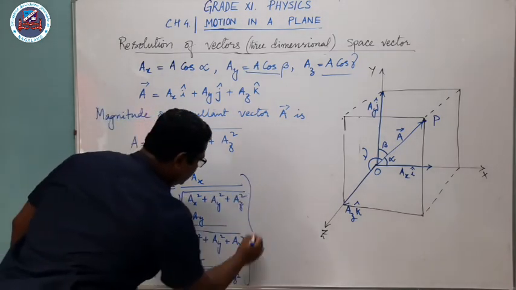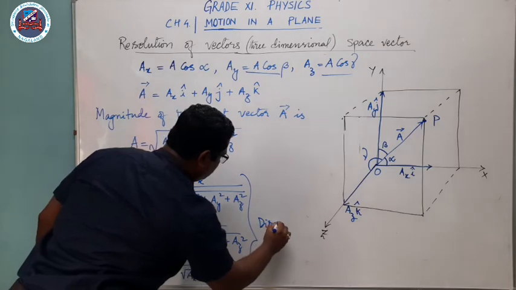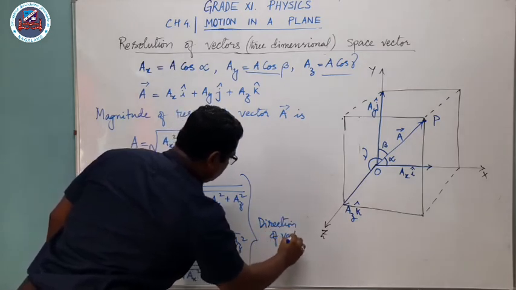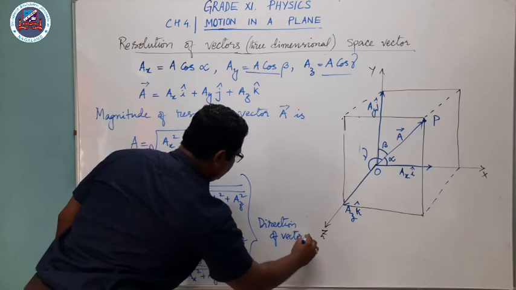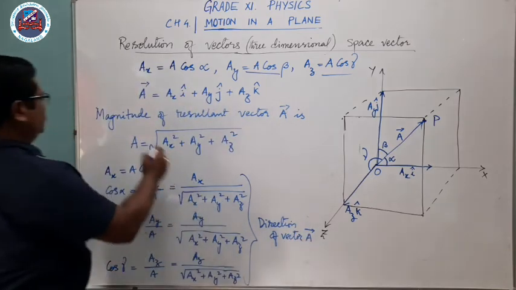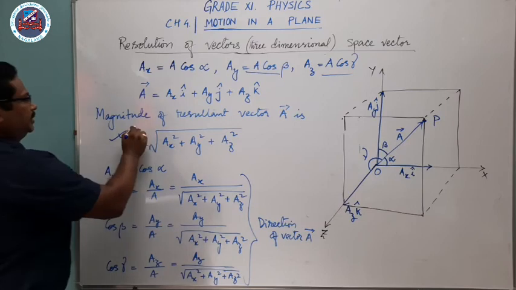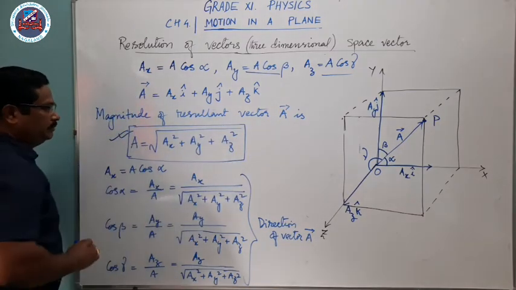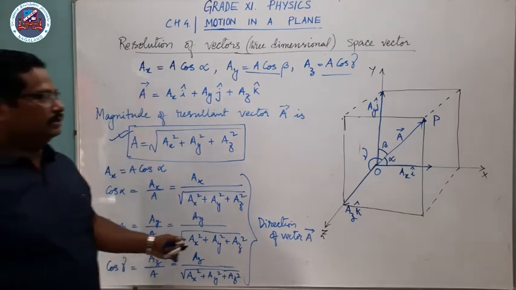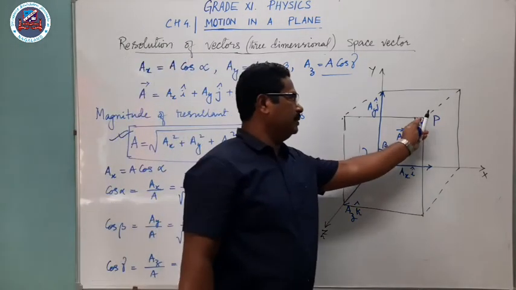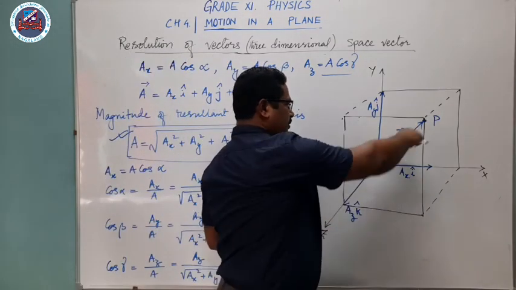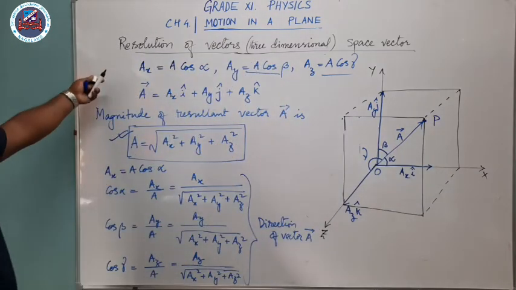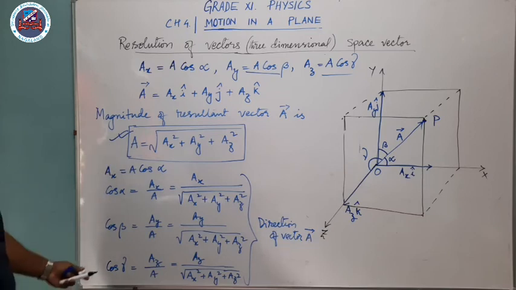These three will give you the direction of vector A, and this will give us the magnitude of vector A. So if the particle is in space, this is the way we have to draw, and this way we have to get the results.